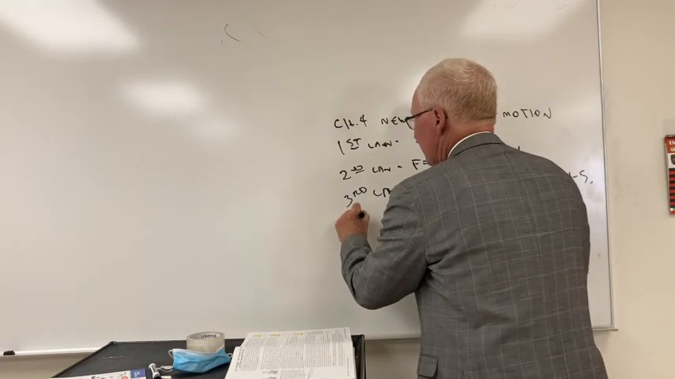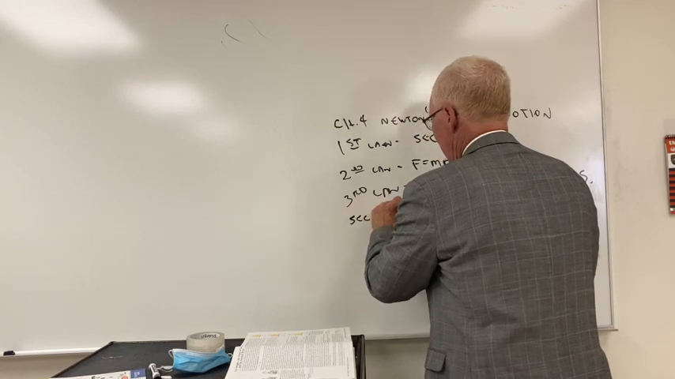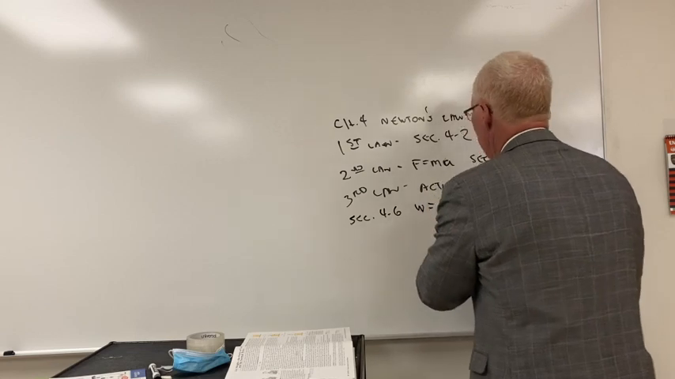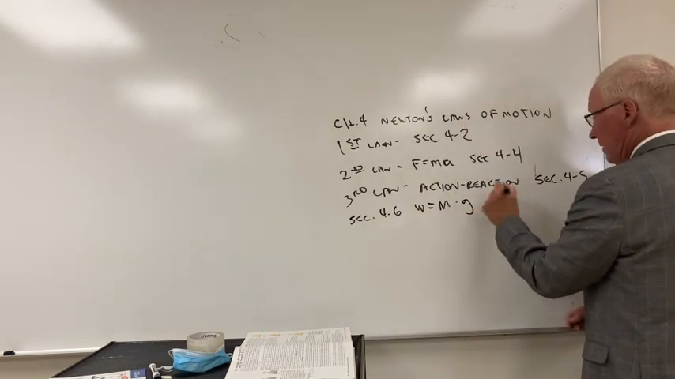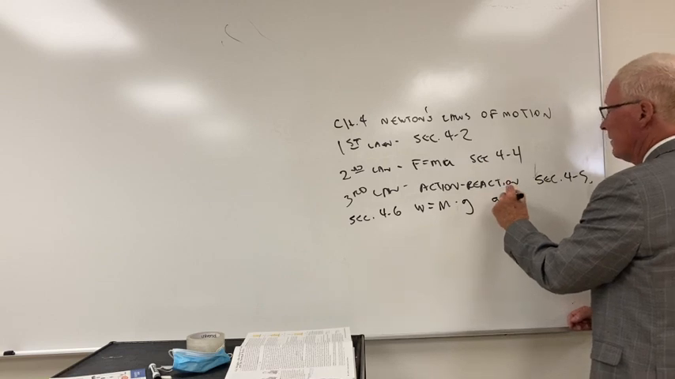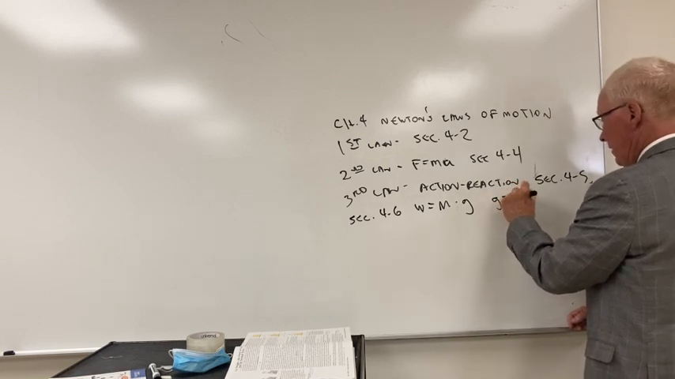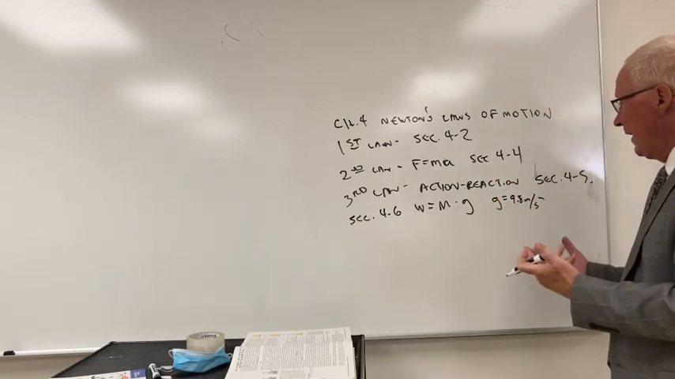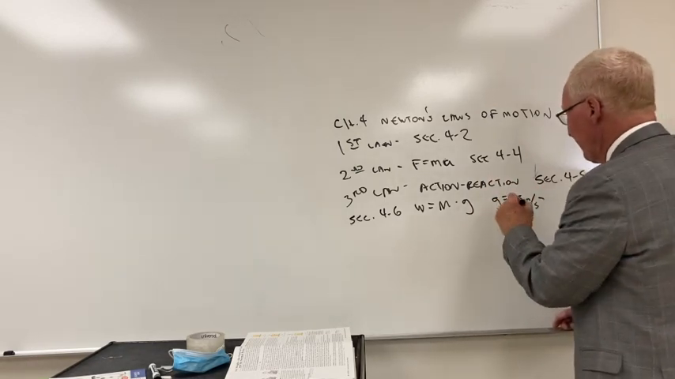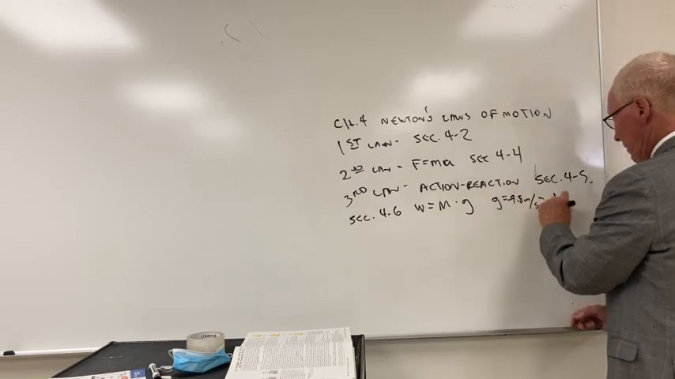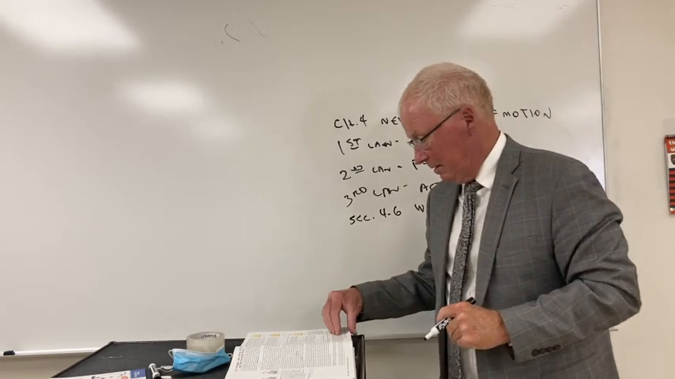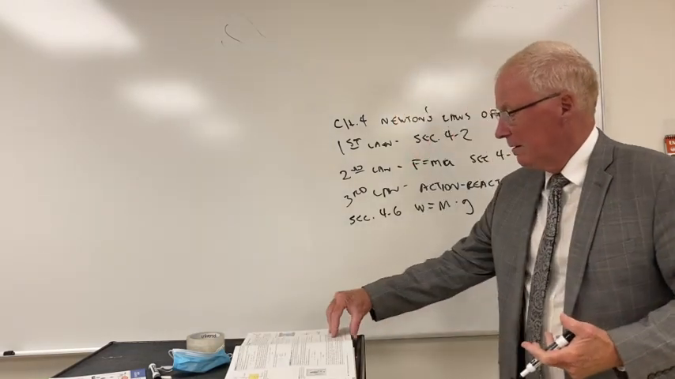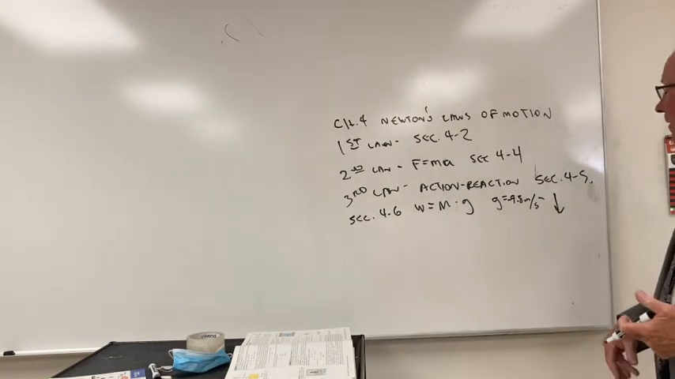Section 4.6 on weight, which is given by mg, where g, if we're just using plain weight, is 9.8 meters per second squared. We consider it downward, so weight is mass times g, but technically it'd be downward, so it'd be minus. And related to that kind of problem, weight.